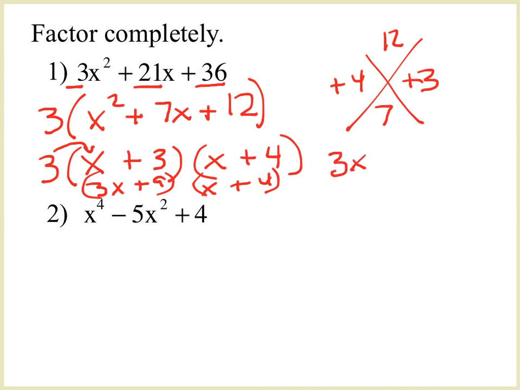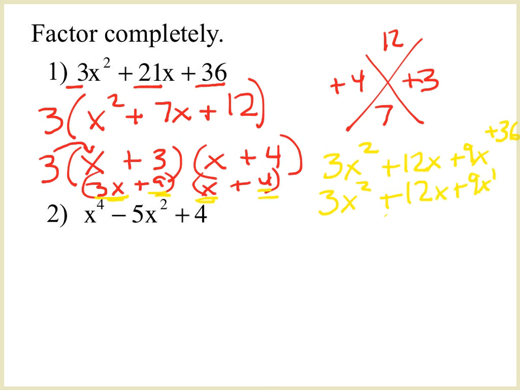Let me switch colors for you. All right. Let's try it again. 3x times x gives me 3x squared. 3x times 4 gives me plus 12x. I've got 9 times x gives me plus 9x. And I've got 9 times 4 gives me plus 36. If you add that together, you get 3x squared plus 12x plus 9x plus 36.